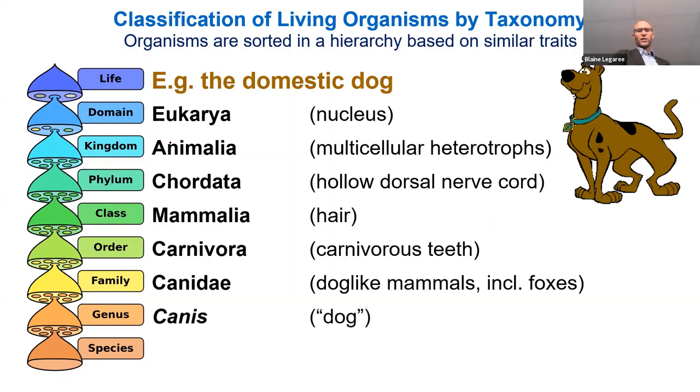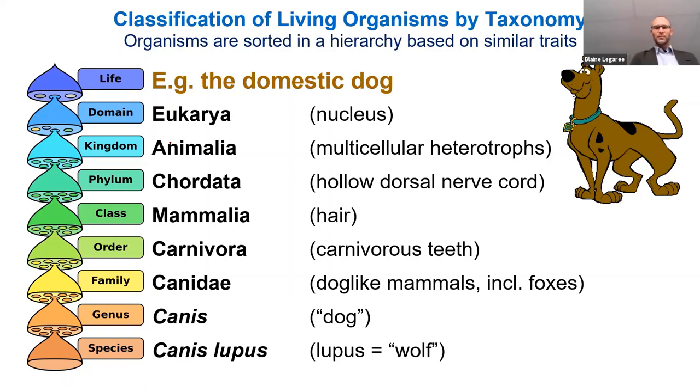So our genus is Canis, which means dog, and the species is lupus, which means wolf. So yeah, you probably knew this. Dogs and wolves are actually the same species. They can breed together, and that's where dogs came from. They're originally wild wolves. So just want to point something out here.